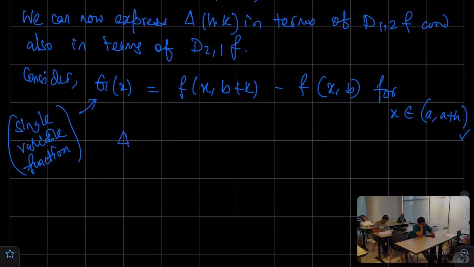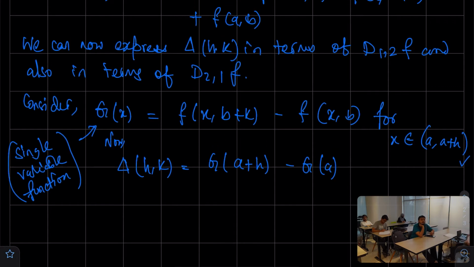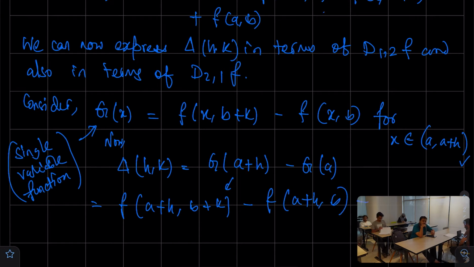Now delta of h, k, it becomes g of a plus h minus g of a. Is it true? It is true by inspection. Let me verify that this is true. What is this thing? So you have f of a plus h comma b plus k, that's the first one. Then g has a definition of minus, so you have f of a plus h comma b, that is the second one. And then g of a would be f of a comma b plus k minus f of a comma b. It is clear, no?